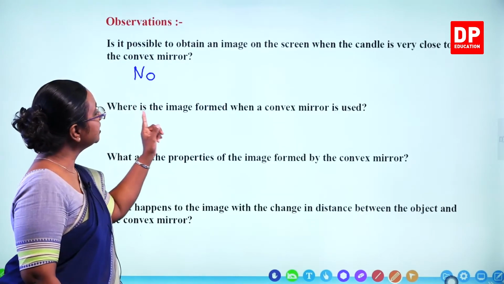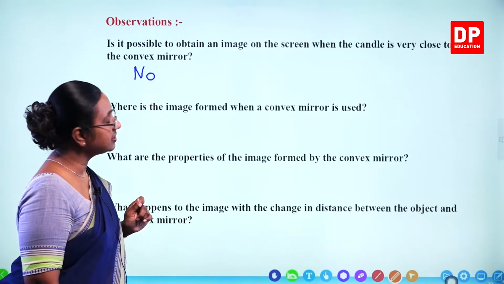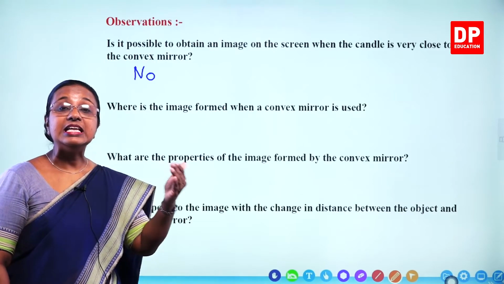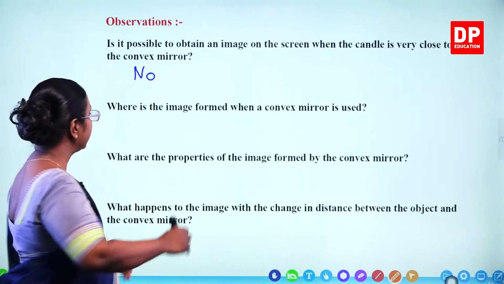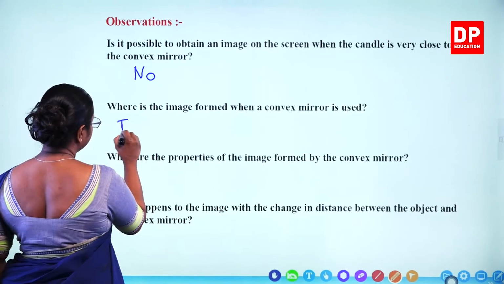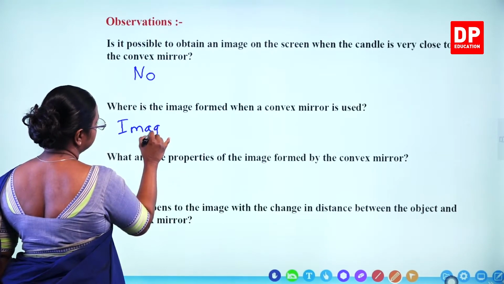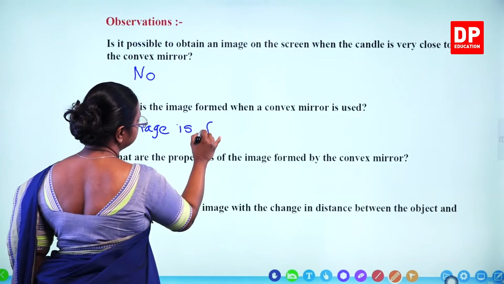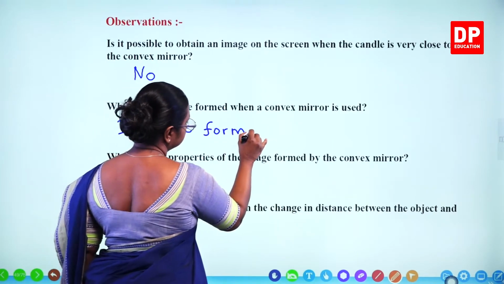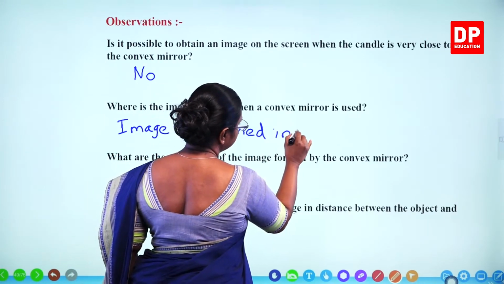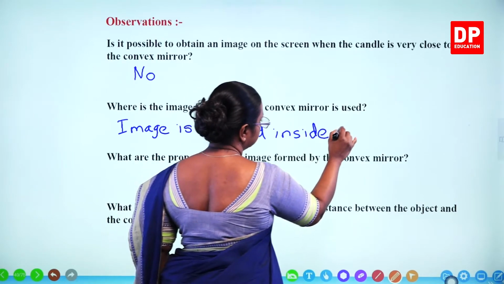Where is the image formed when a convex mirror is used? It's inside the mirror. Image is inside the mirror. Image is formed inside the mirror.